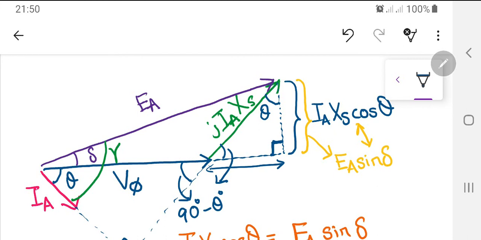No, there is no way possible that you can actually have a 90-degree angle. Why? Because you cannot have two vectors at 90 degrees to each other and still complete the triangle of IA XS and IA RA, if it is included there. So practically there is no way that you can have this delta angle equal to 90.